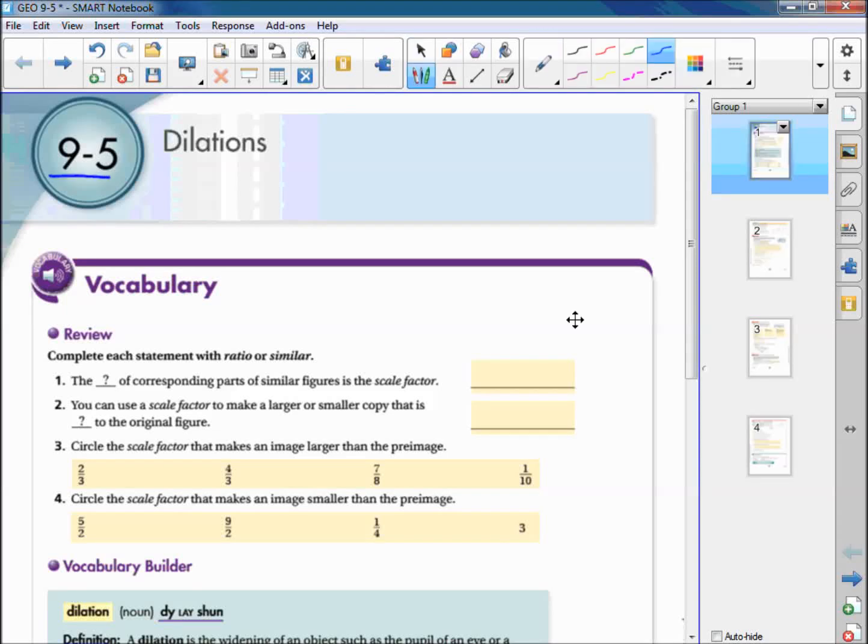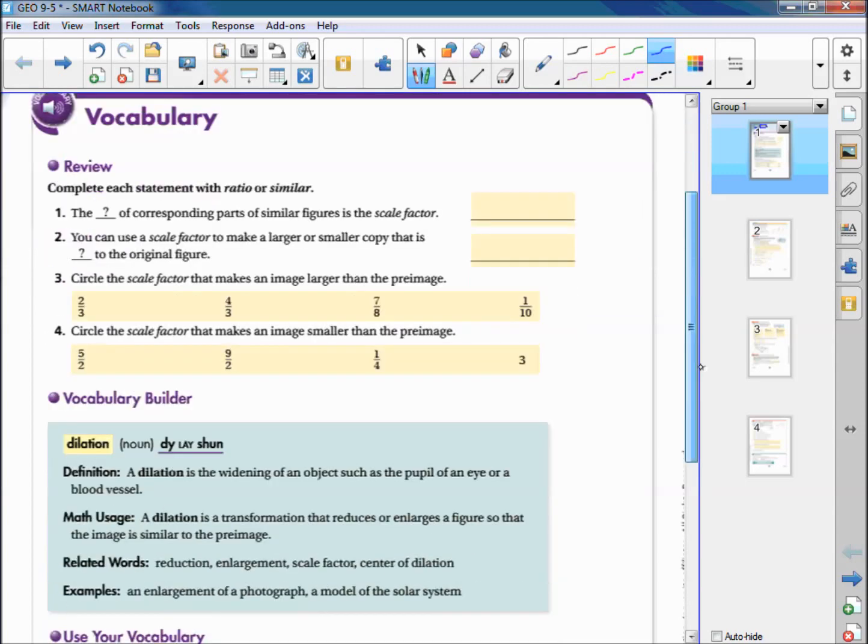Today we are covering section 9-5 on dilations. Dilations are another transformation, however they are not an isometry because they change the size of shapes. So the shapes will no longer be congruent, however they will be similar to each other. All right, so complete each statement with the word ratio or similar.